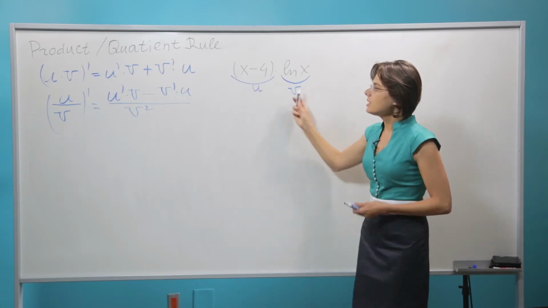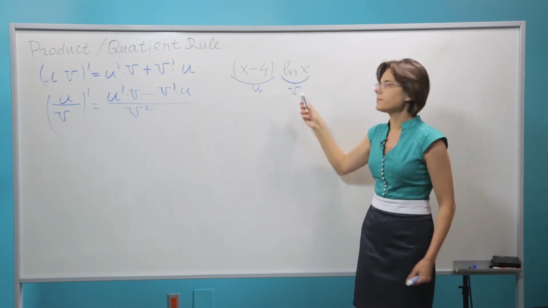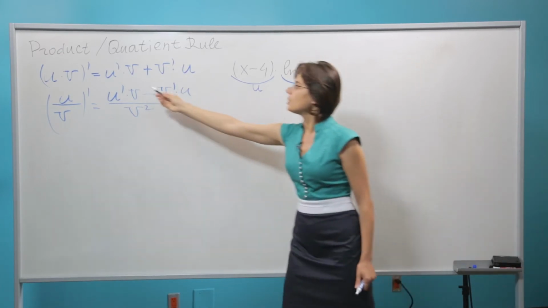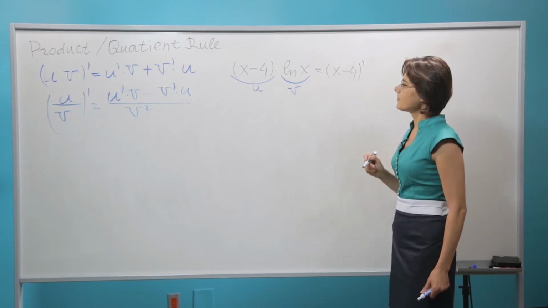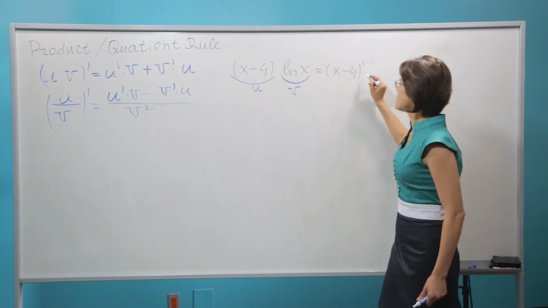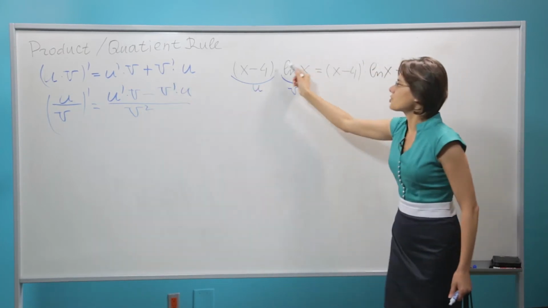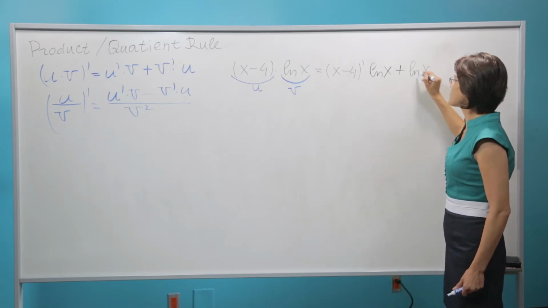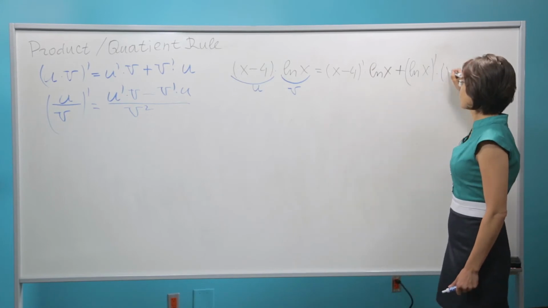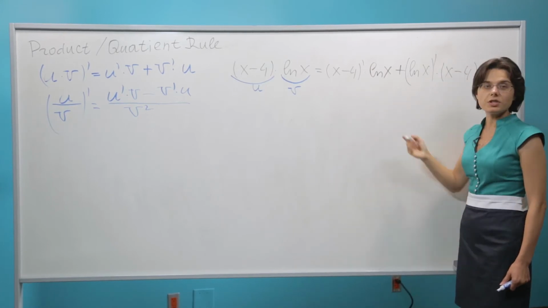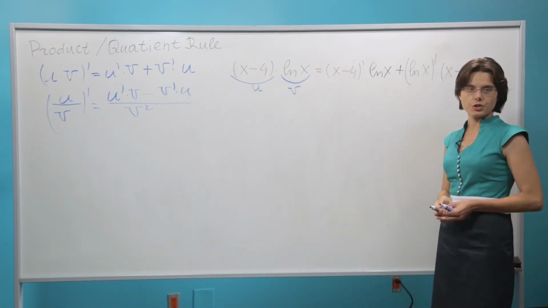And now I just rewrite my formula for the product rule, but with my particular functions u and v. So it will be equal to u prime, and I'm just rewriting whatever I have under u derivative, times function v, plus now v prime, so I'm just rewriting my function, logarithm of x prime, times function u, which is x minus 4. So I didn't do any math yet. I just rewrote my formula for the product rule with my particular functions u and v.